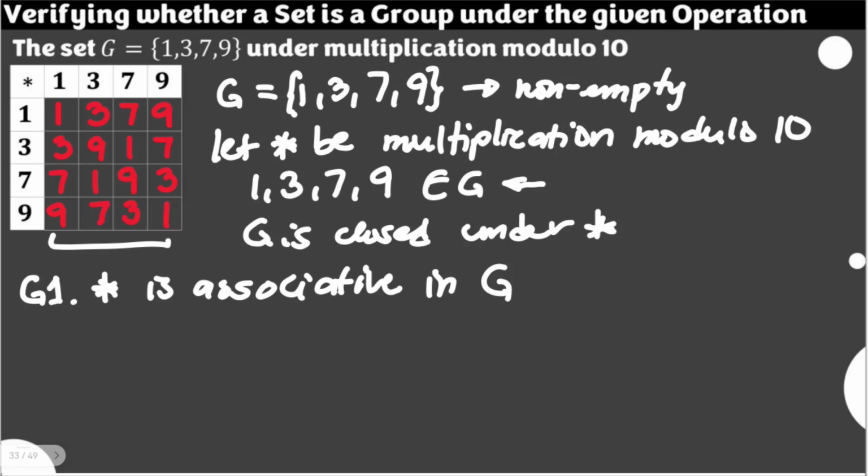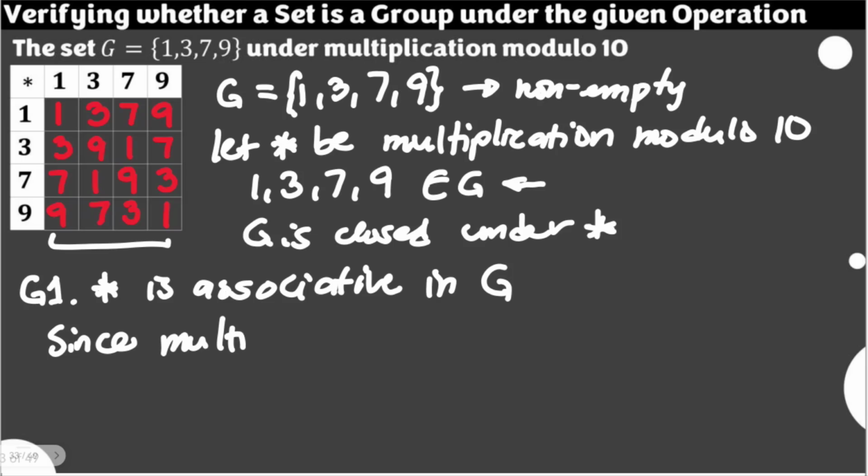But let us talk about here in generalized manner. Some of references would just like to invoke that since the elements 1, 3, 7, 9 are all integers, and multiplication, the usual multiplication, is closed under the set of integers, we can also say that multiplication modulo 10 is also closed in this G containing integral values. But of course, let's do it like this just for the purpose of discussion.